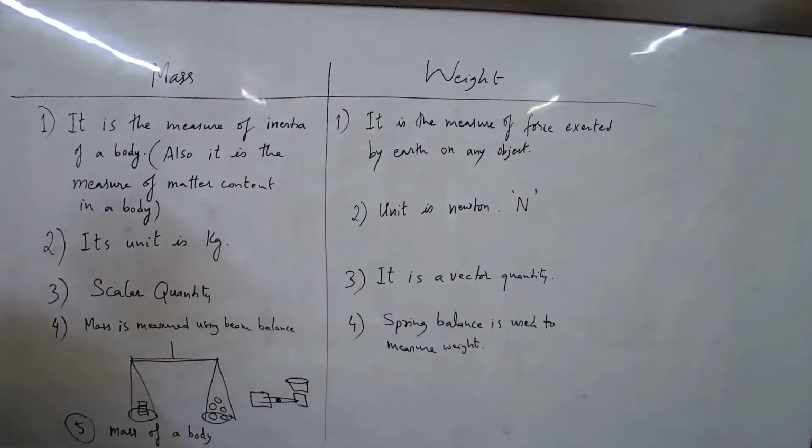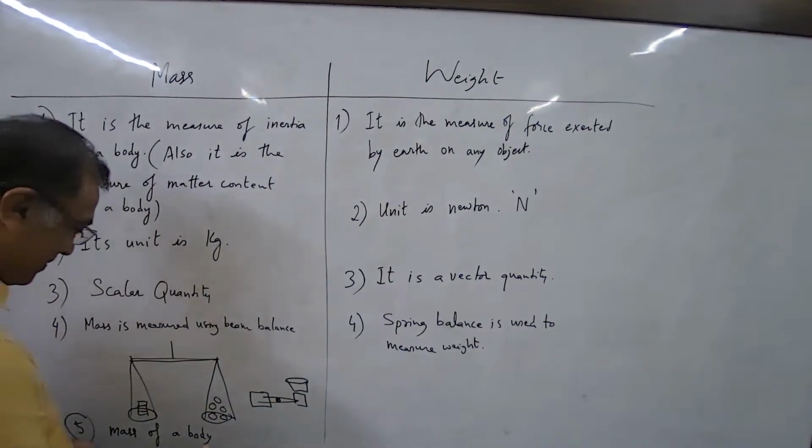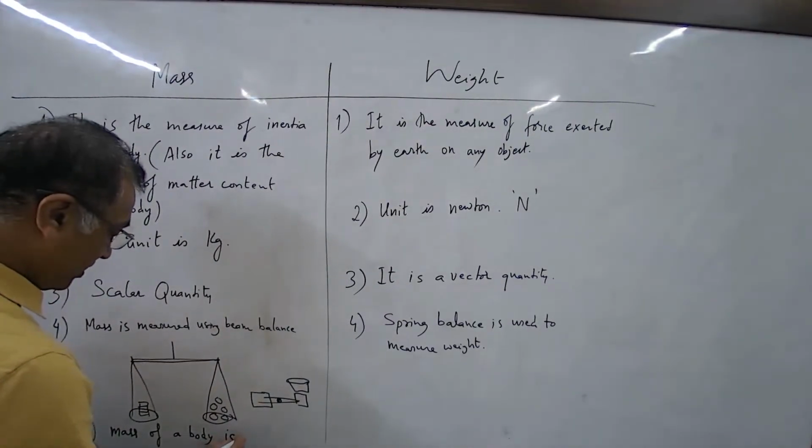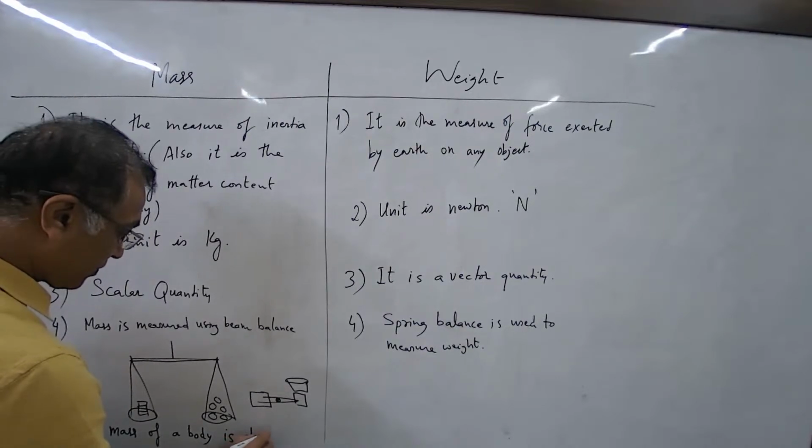If you weigh 60 Newton here, then over there you'll weigh 10 Newton, since 60 divided by 6 is 10. Mass of the body is always constant.